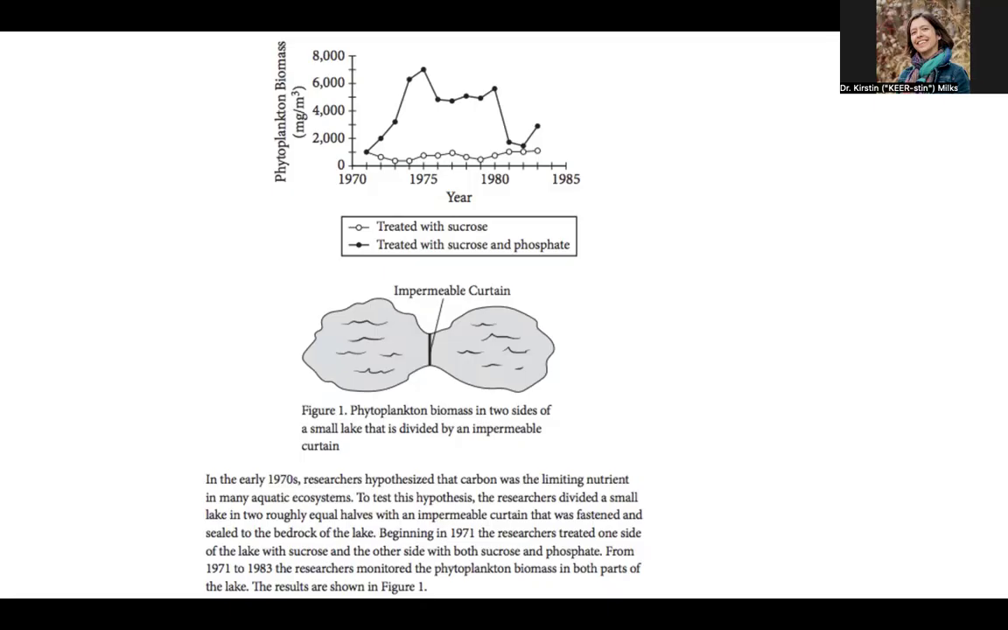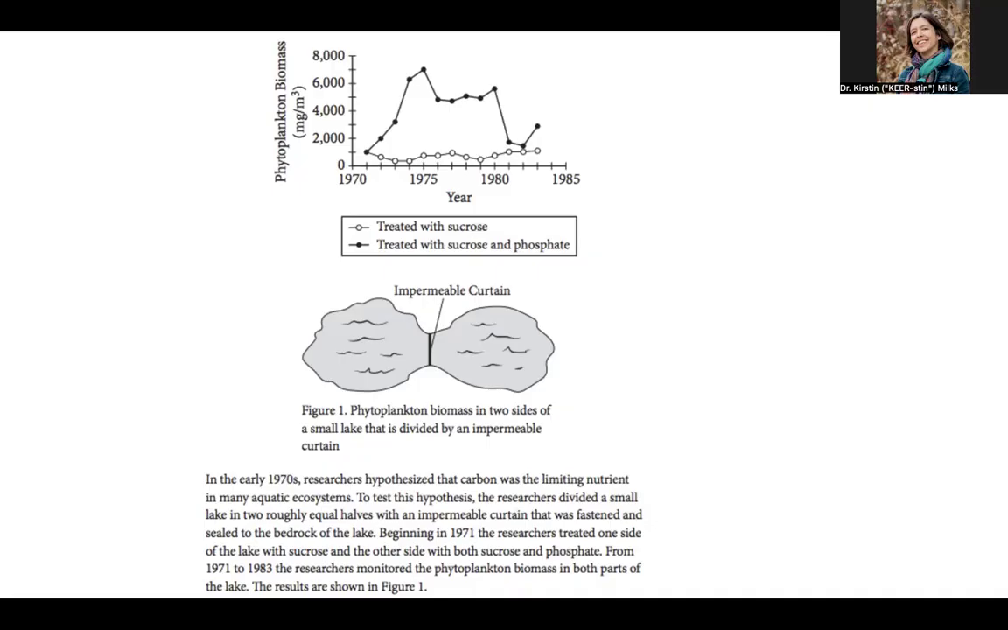Now, the blob-looking thing says Figure 1, phytoplankton biomass in two sides of a small lake divided by an impermeable curtain. And it says impermeable curtain. Maybe you don't know what impermeable means. It means that stuff cannot pass through it.